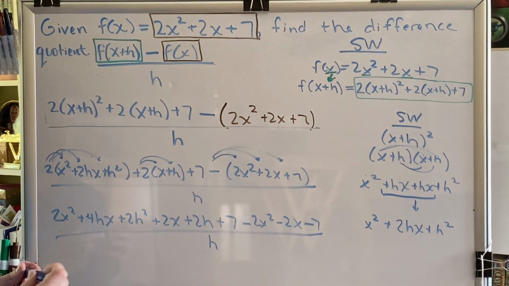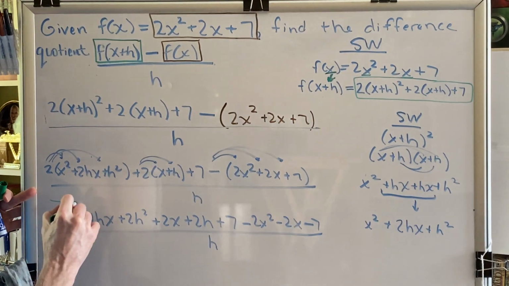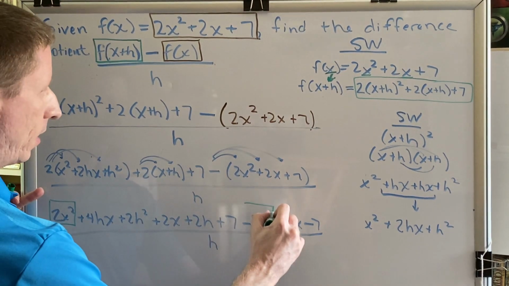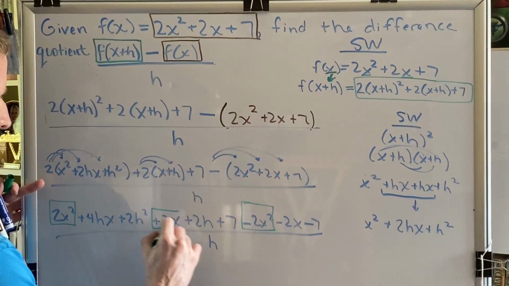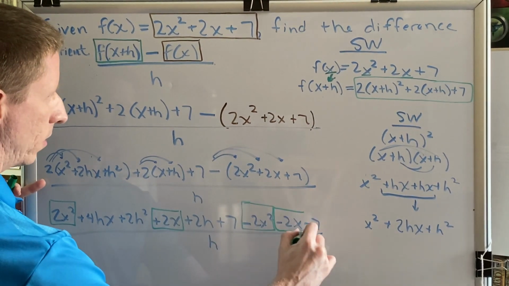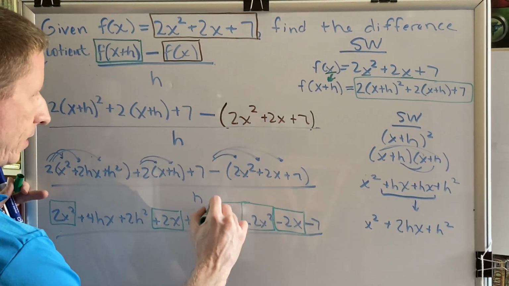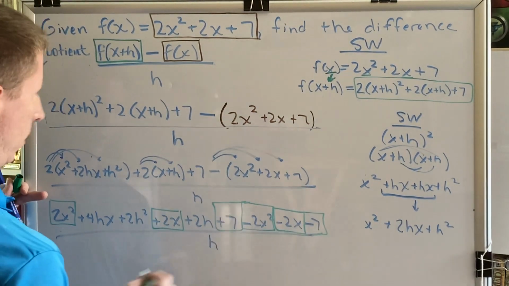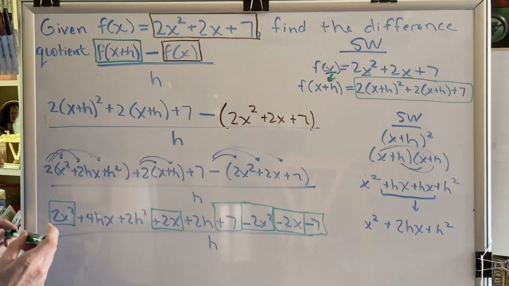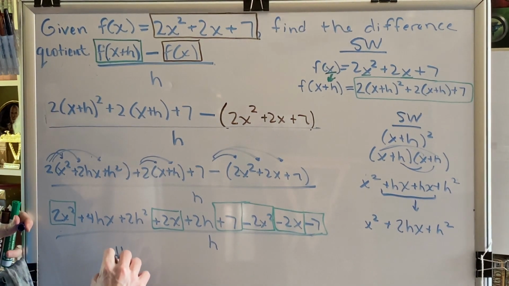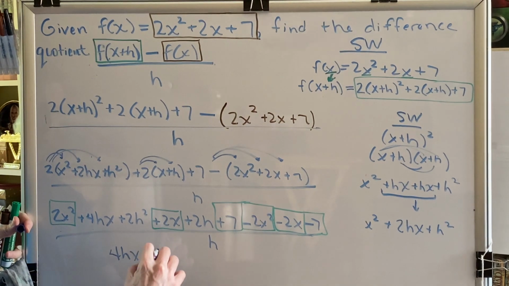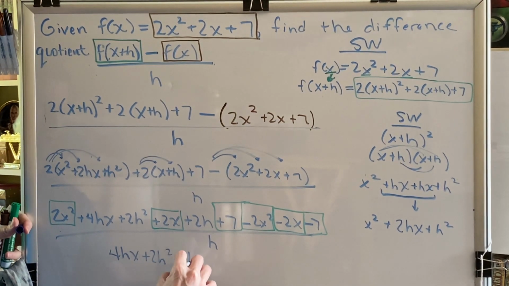Okay, the next thing we want to do is simplify our numerator. I notice there are several terms here that can cancel. 2x squared minus 2x squared cancels to 0. Plus 2x minus 2x cancels to 0. Plus 7 minus 7 cancels to 0. This leaves us just 3 terms in the numerator. They are 4hx plus 2h squared plus 2h, and everything is still divided by h.